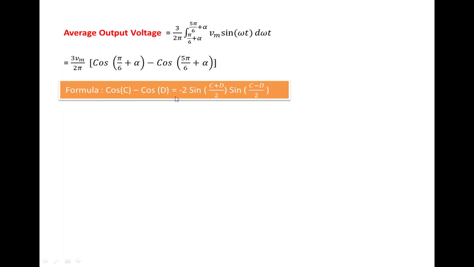Now we complete this integration. We are getting 3 Vm by 2 pi times cos of pi by 6 plus alpha minus cos of 5 pi by 6 plus alpha. This is in the cos C minus cos D form. Use this formula and reduce this. Finally, you are getting 3 root 3 Vm by 4 pi into cos of alpha. This is the average output voltage given by the 3-phase half-wave controlled rectifier circuit with a resistive load, for a firing angle less than 30 degrees.